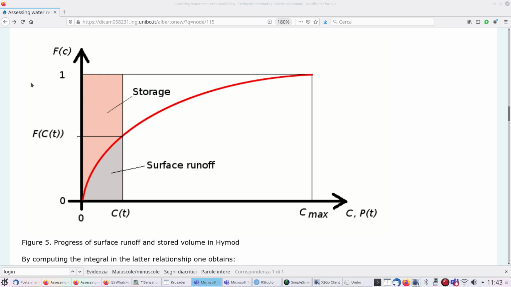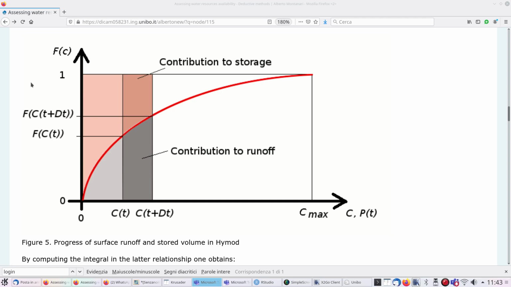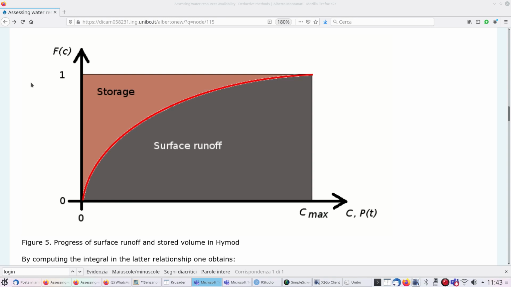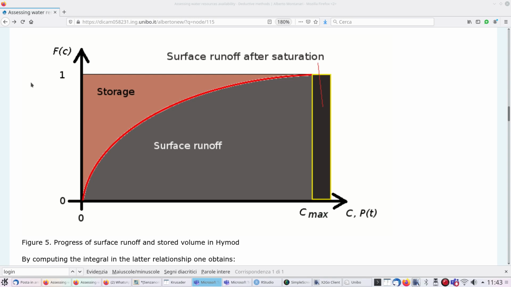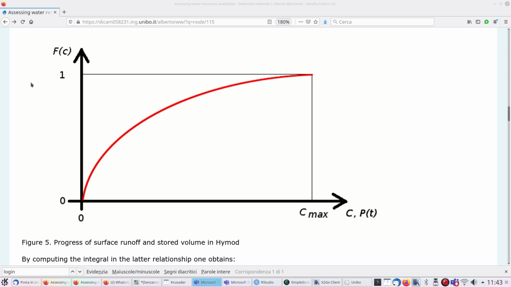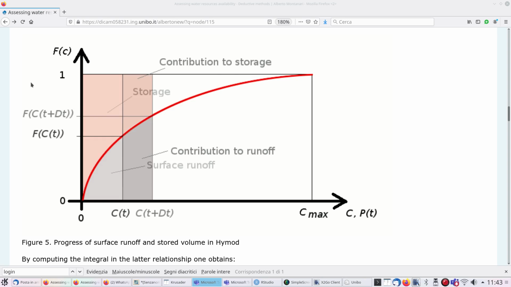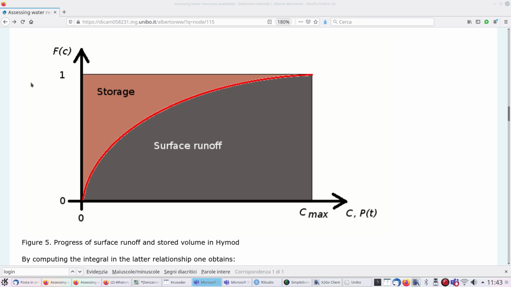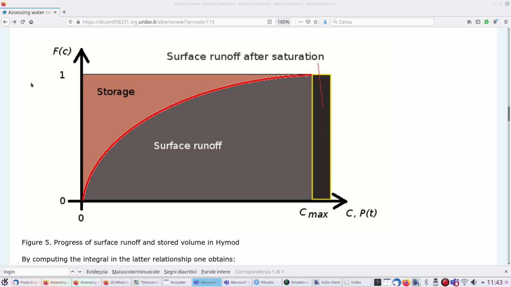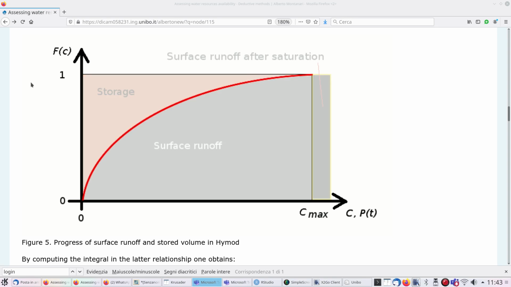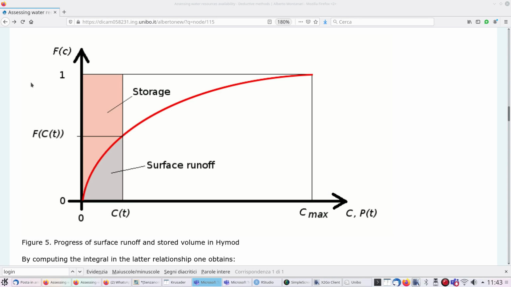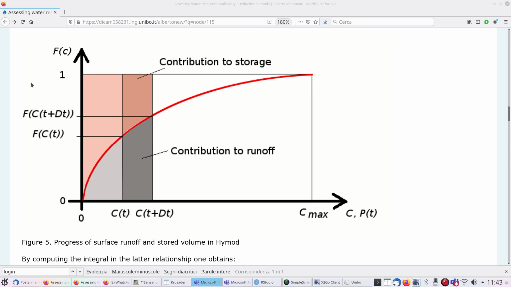Actually, what you can see is that at the beginning, storage is exceeding surface runoff, which is physically meaningful. And if the curve is convex, after some time you get that the contribution to runoff is exceeding the contribution to storage, which is again physically meaningful. And this tells us that it is indeed advisable that beta k has a value that is lower than one.